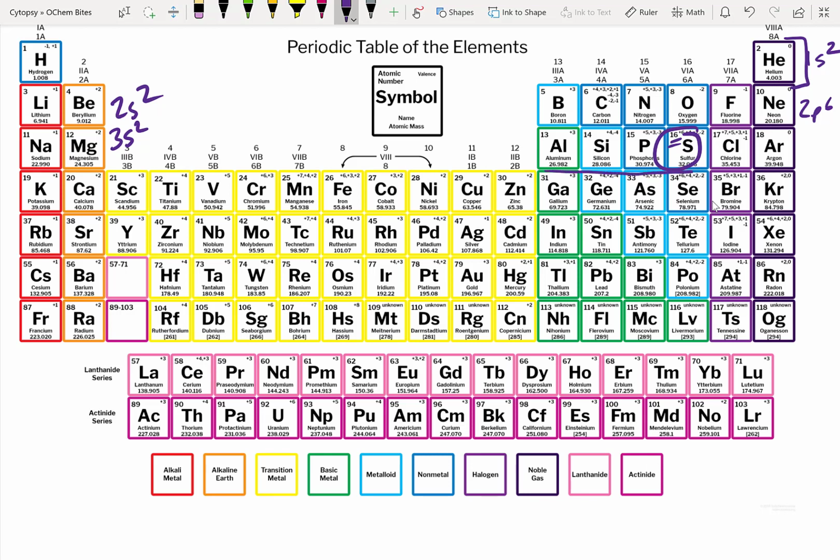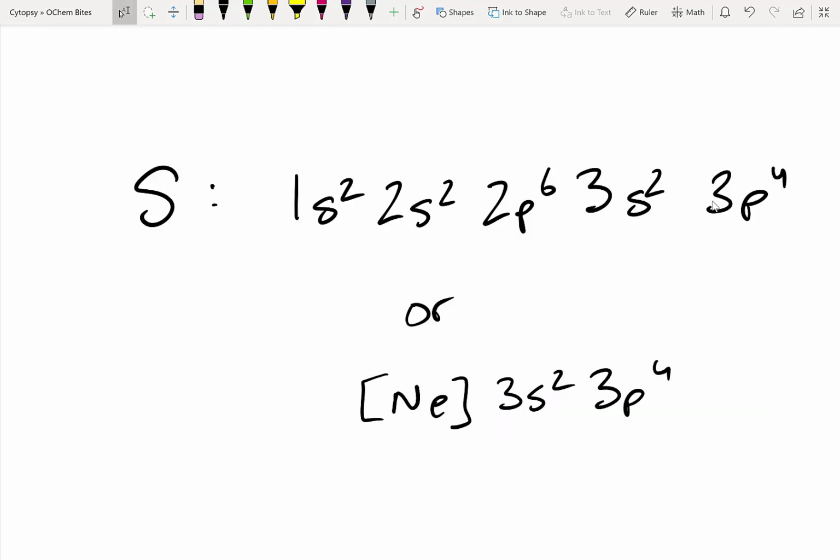That makes it 3p4. Doesn't the periodic table make it pretty easy? That's why this is a shortcut. So the full electron configuration for sulfur is 1s2, 2s2, 2p6, 3s2, 3p4. Here's another shorthand.